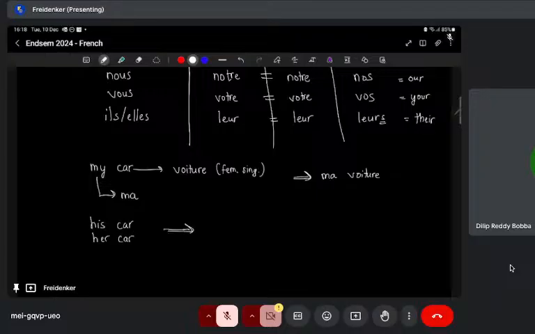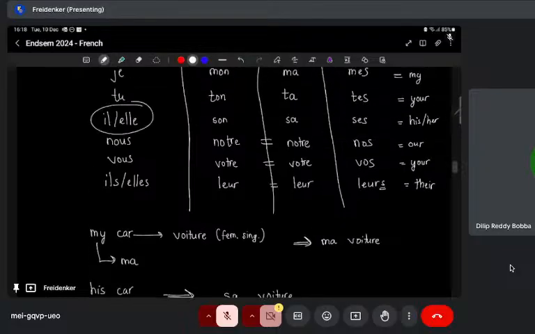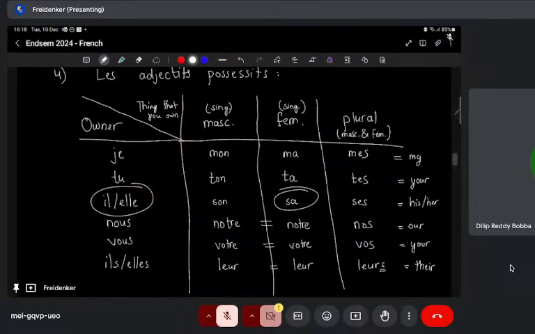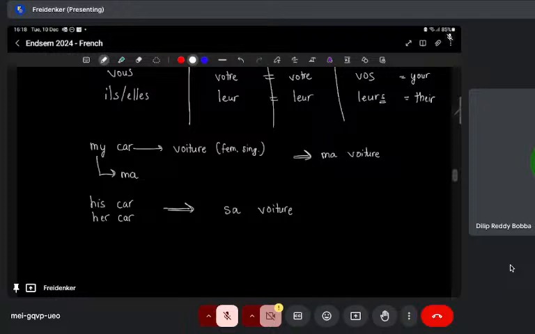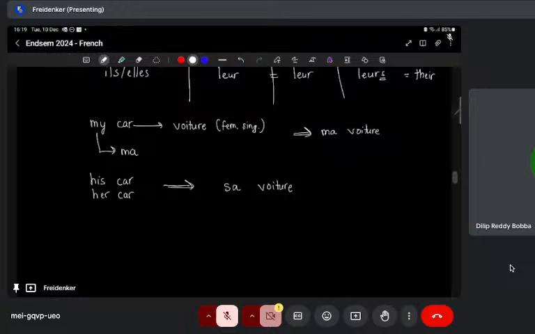Both of them have the same translation. It's going to be sa voiture because the owner is he or she, but the car is feminine singular. So out of son, sa, and ses, you will get sa because car is feminine singular. So sa voiture, sa voiture, sa voiture. Let's go the other way.